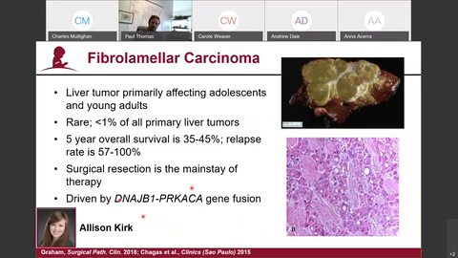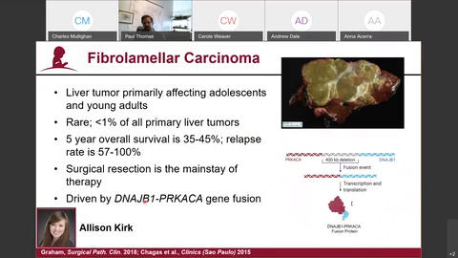And it's interesting to us because it was mediated in virtually 100% of patients by exactly the same fusion, which is this DNAJB1-PRKACA gene fusion, which is a within-chromosome fusion, a large deletion that fuses exon 1 here to exon 2 of DNAJB1. And this work's being done by Alison Kirk in the lab as a graduate student.